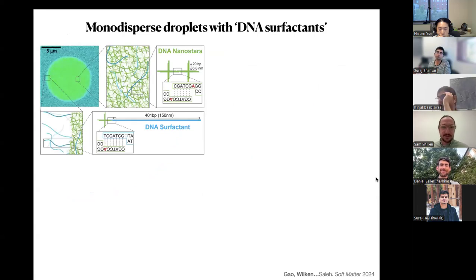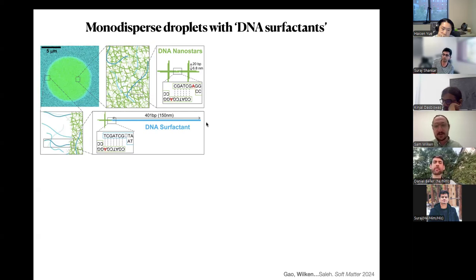The next short thing I want to say is that we can not only look at the assembly of just nanostar droplets, but we can start to control things like their size by introducing DNA surfactants. This is what we do exactly. We make a very long, quote unquote, surfactant, 400 base pairs, by PCR. The idea is that this long, stiff, double-stranded DNA does not want to be confined inside the nanostar meshwork, so it is preferentially excluded. But because there's a binding sequence on this long DNA, it would like to localize to the surface.